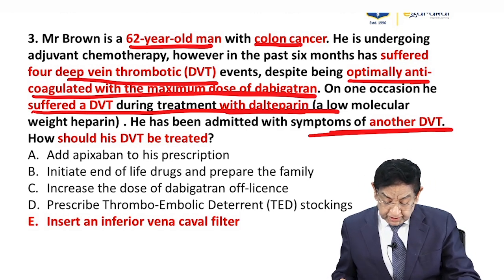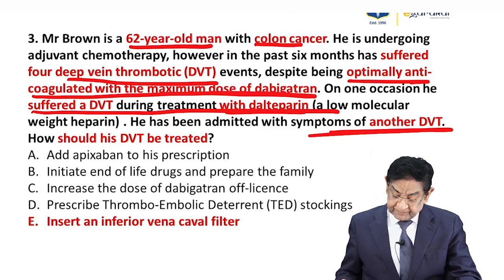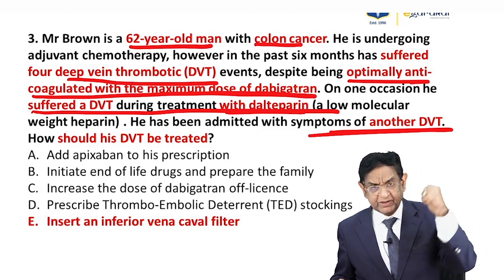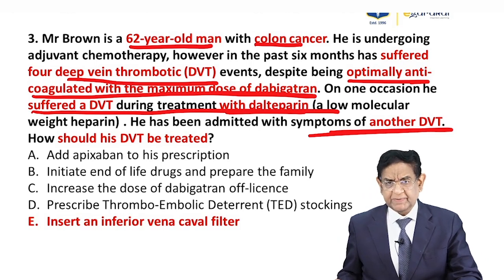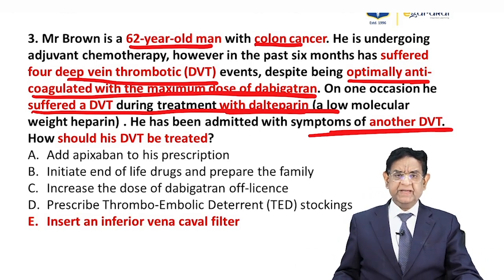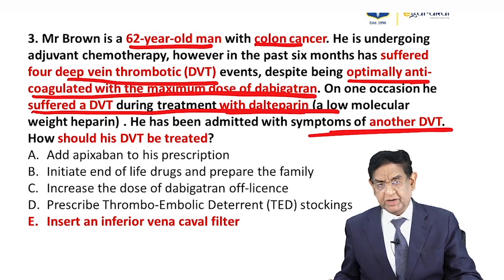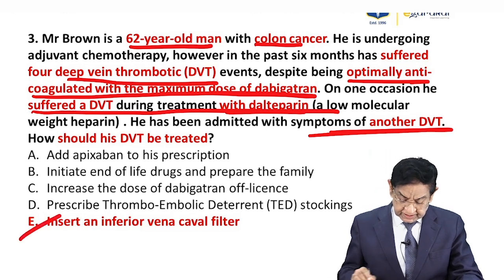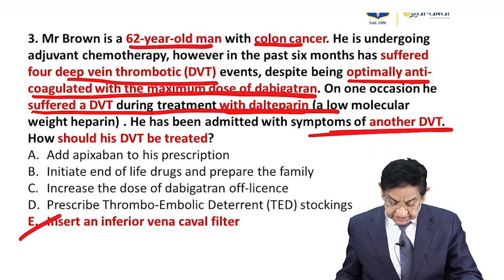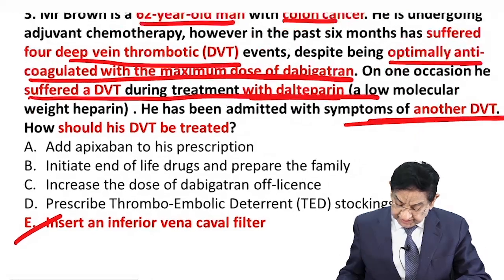So, point to be noted, he has a deep vein thrombosis. Adequate anticoagulation has been done, both oral and by dalteparin, but still he is having recurrent embolism. So the patient is fully on anticoagulation but still having embolism, then you should insert an inferior vena cava filter.